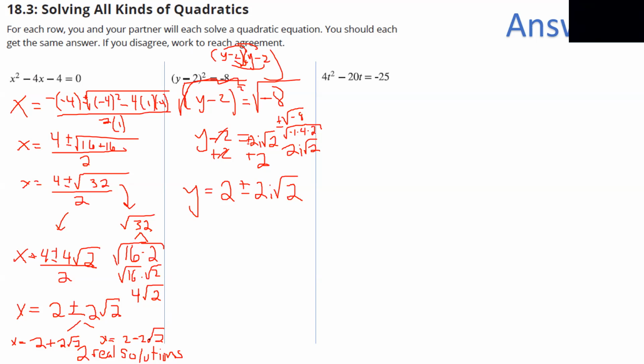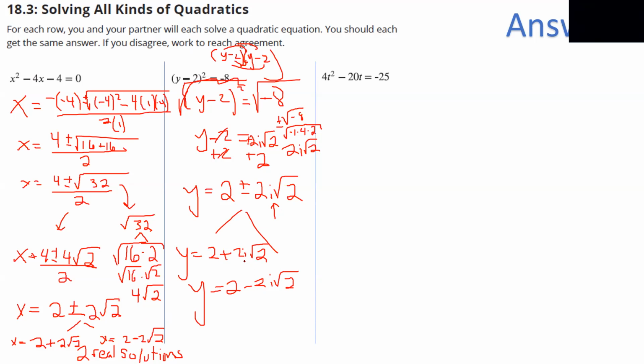Now, it looks like this problem, but it's different. And the reason why it's different is because it has the i. So are these real solutions? The answer is no. In this case, when we split this, we get y is equal to 2 plus 2i square root of 2. And then we also get y is equal to 2 minus 2i square root of 2.